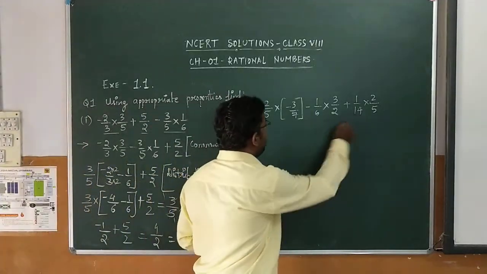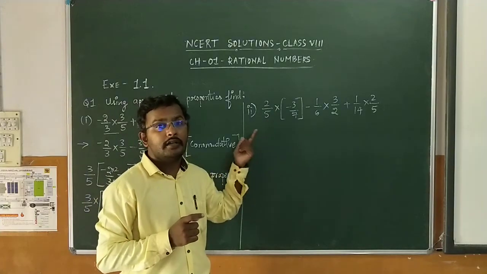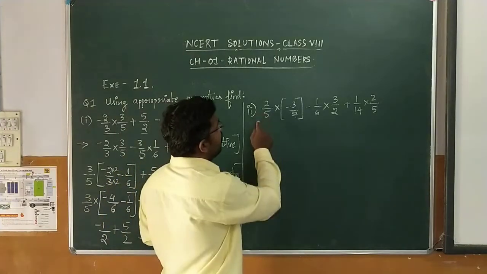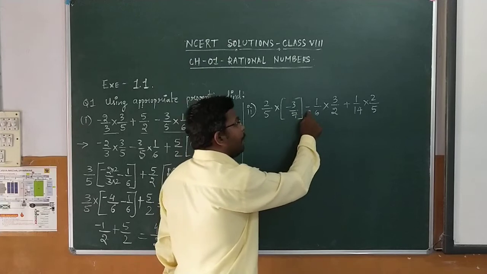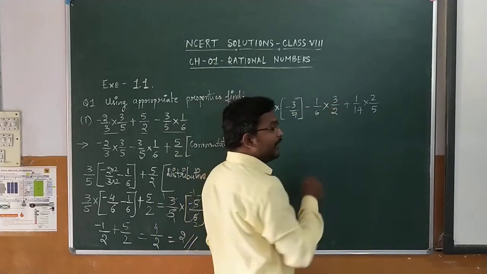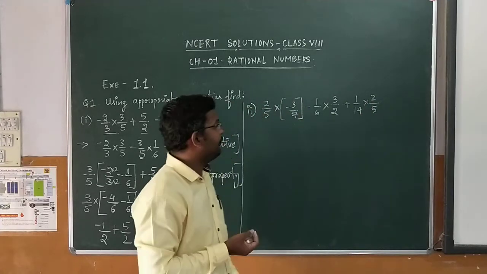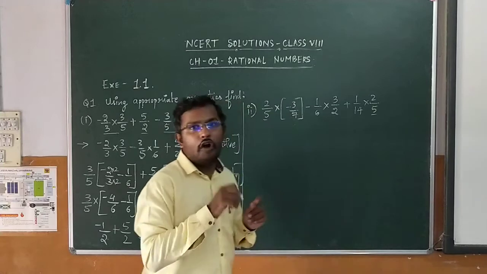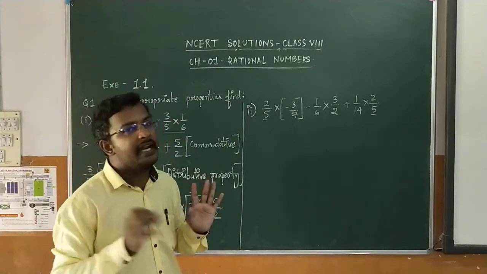So in the second part, identify which rational number is common here. Look at the question: 2 by 5 multiplied by minus 3 by 7, minus 1 by 6 into 2 by 3, plus 1 by 14 into 2 by 5. So 2 by 5 and 2 by 5 are common. By looking at the question, we can easily identify that 2 by 5 is common.